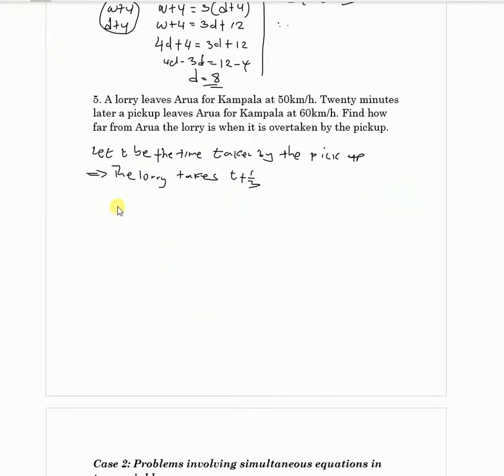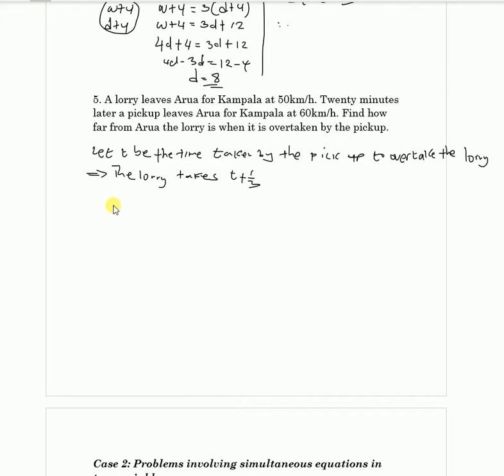And now what we are supposed to consider is the fact that they have traveled the same distance at the point when they overtake one another. The difference is in their times. So let t be the time taken by the pickup to overtake the lorry. That's what we have.